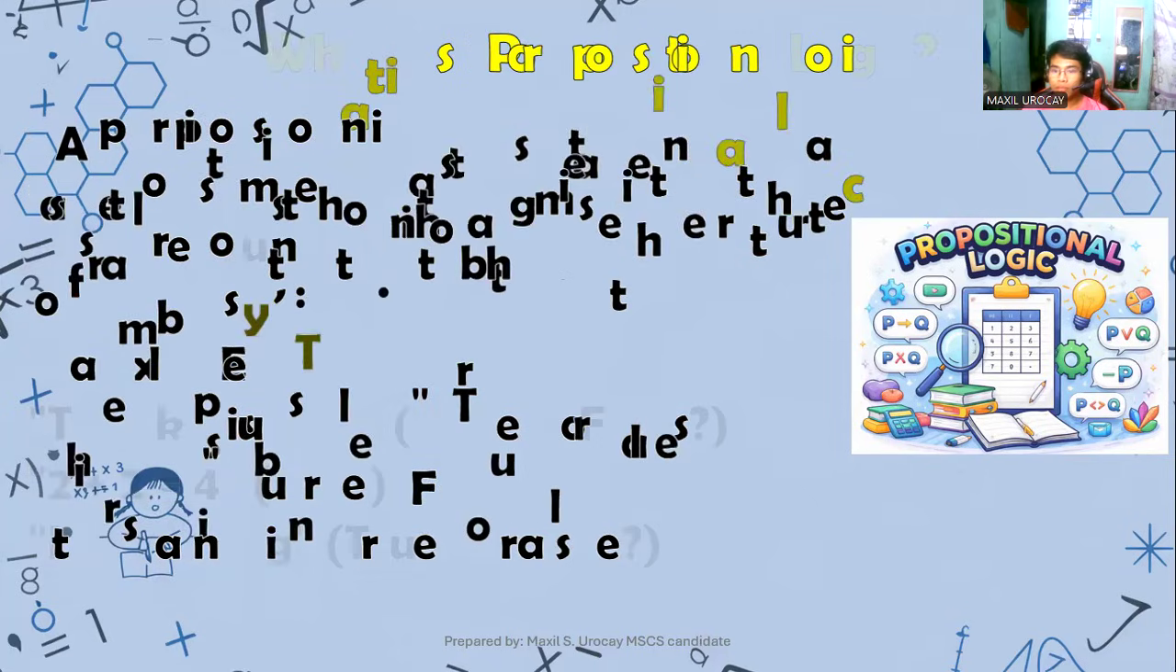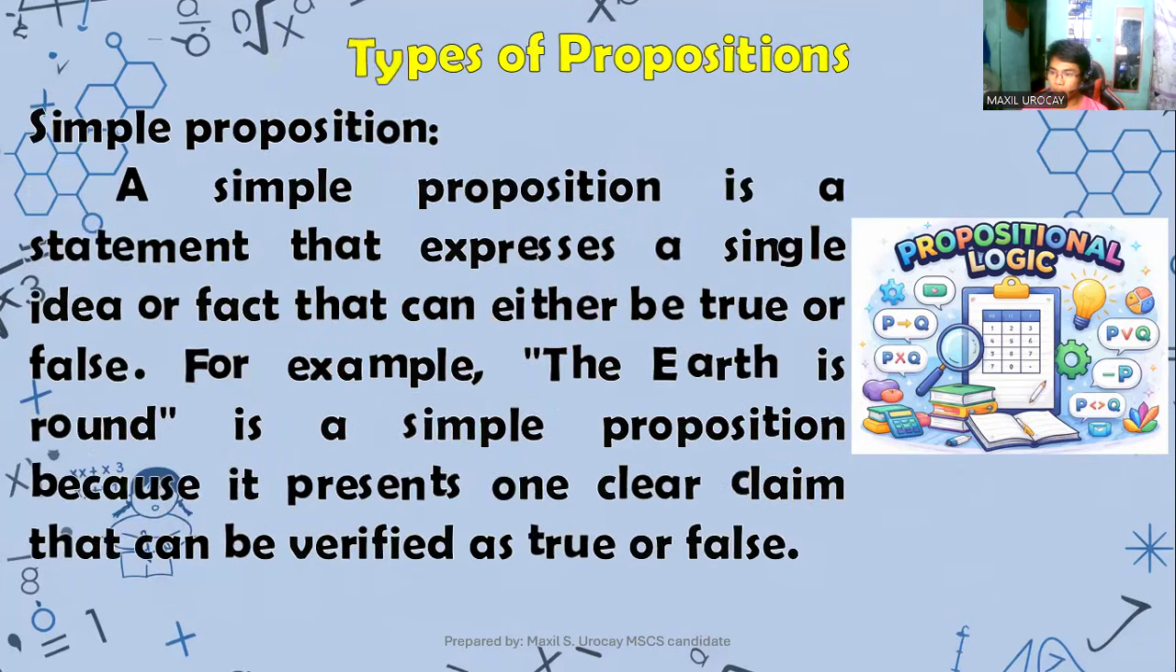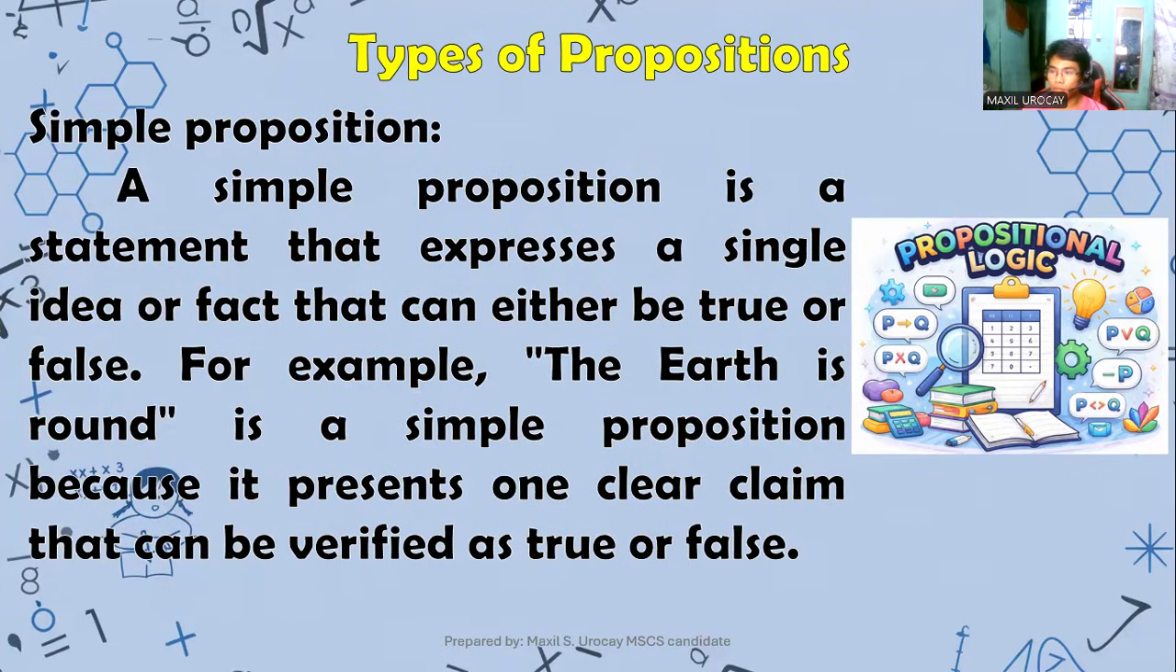Now, for this type of proposition, just take note that there will be a simple proposition. When we say simple proposition, that is referring to one statement. That is a statement that expresses a single idea or fact to be either true or false. For example, the earth is round. It is a simple proposition because it represents one clear claim that can be verified as true or false. And that is really so simple, right?